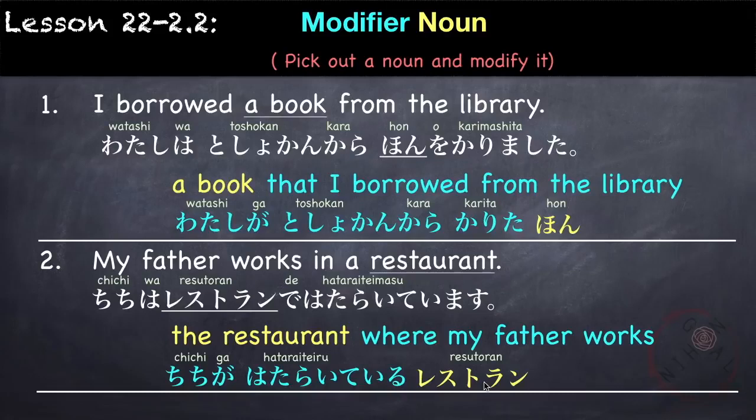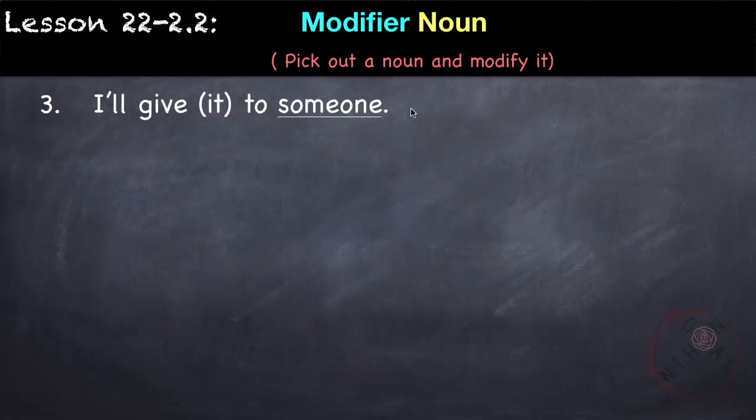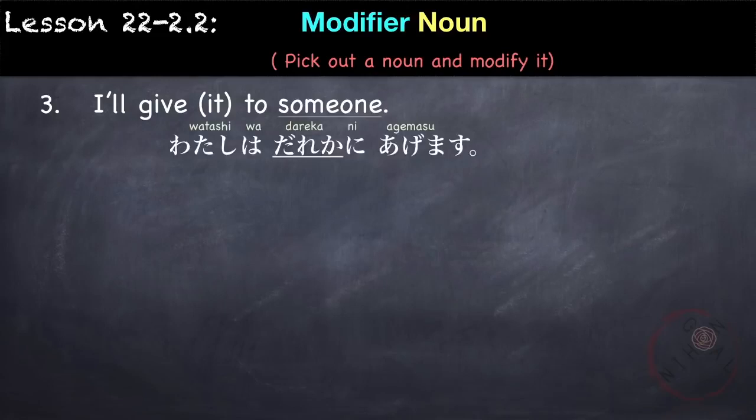父が働いているレストラン. One more example. I'll give it to someone. 私は誰かにあげます. From this sentence, we'll pick out someone as our noun and we'll modify it.